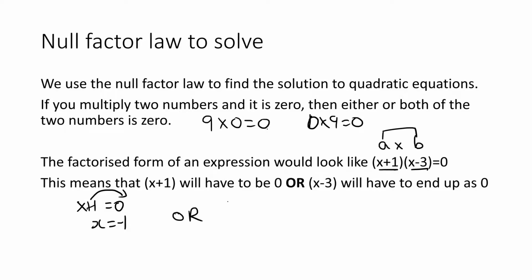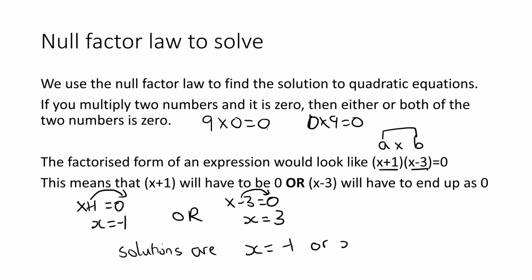Or x minus 3 ends up as 0. Same thing, you just move the minus 3 over to the other side. That means instead of being a minus 3, it's a plus 3. x equals 3. So your solutions are x equals -1 or x is equal to 3.